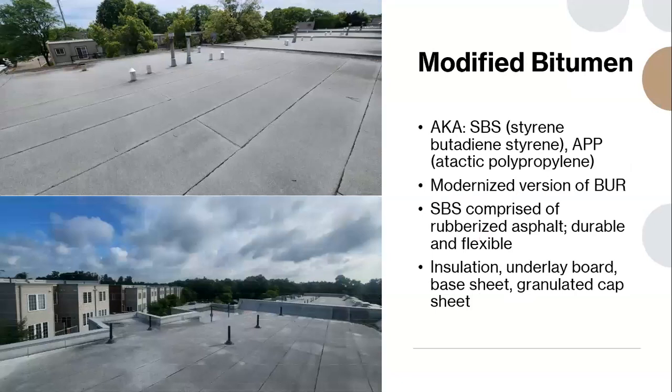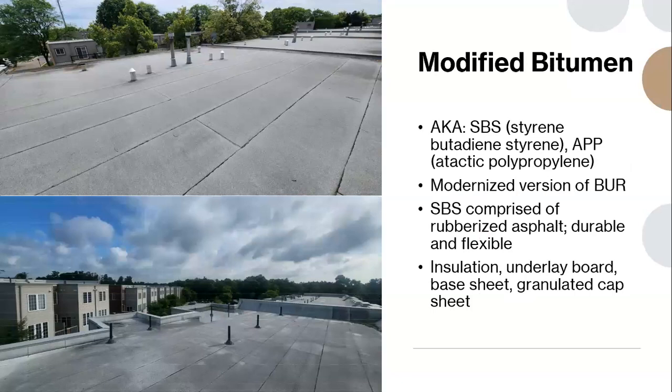So the system that has kind of taken over and is often considered a relative of the built-up roofing system is modified bitumen. So this is also an asphalt-based roofing membrane. The two types that we see are SBS or APP. Probably the one that we see more often on condos within Ontario would be the 2-ply SBS.